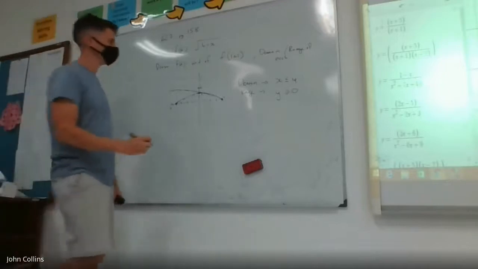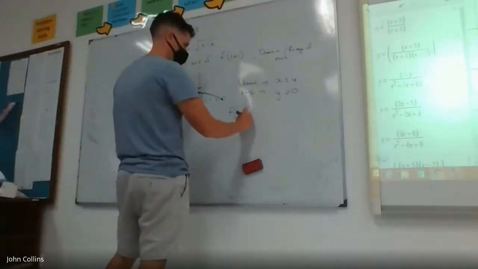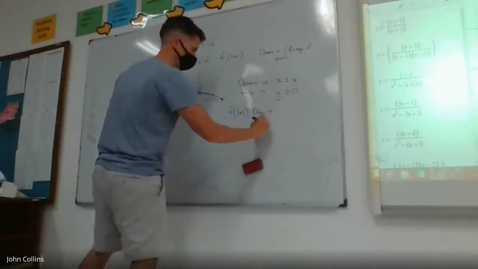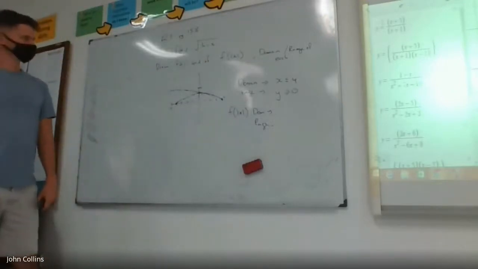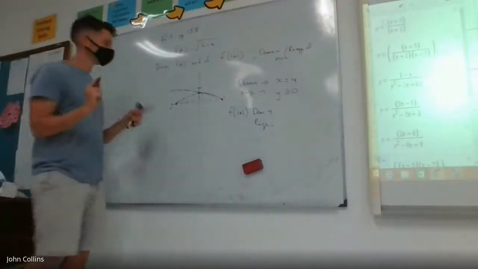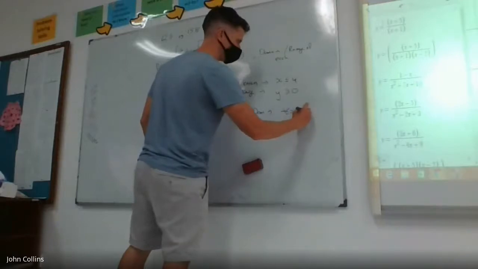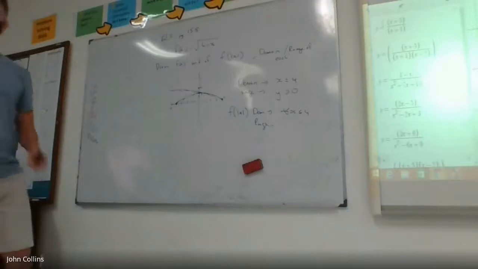So what's the domain and range of the blue one? So f(x) domain and range. Domain: x is between -4 and 5. And the range, the values we get out, 0.